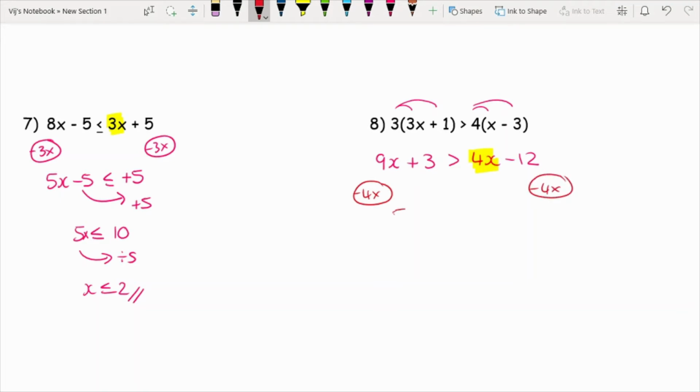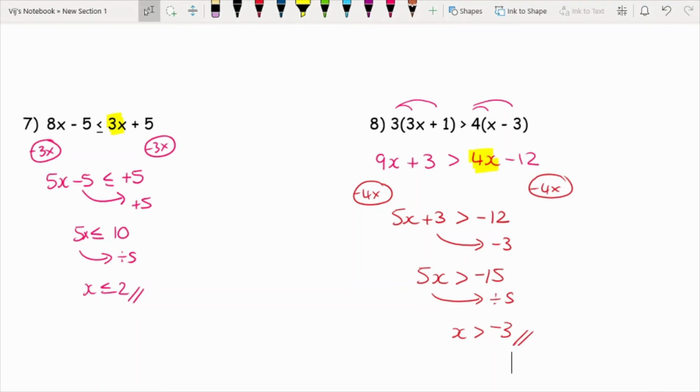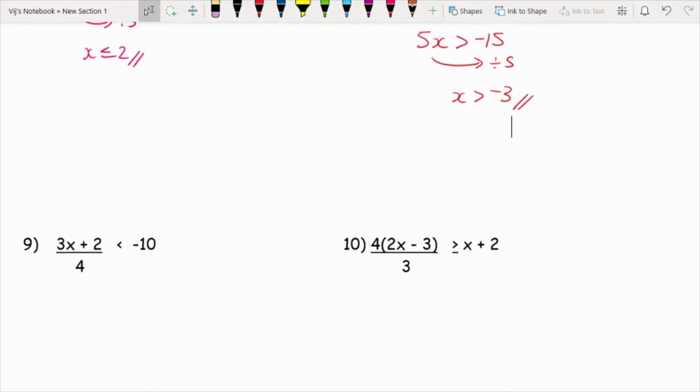I end up with 5x plus 3 is greater than minus 12. And again, try not to forget or lose any signs, just be wary of that. And then we've got to take away the 3, so I end up with 5x is greater than minus 15, and then divide by 5, so I end up with x is greater than minus 3, and there's your final answer there. Then leading on to our last two examples, which just involve fractions.